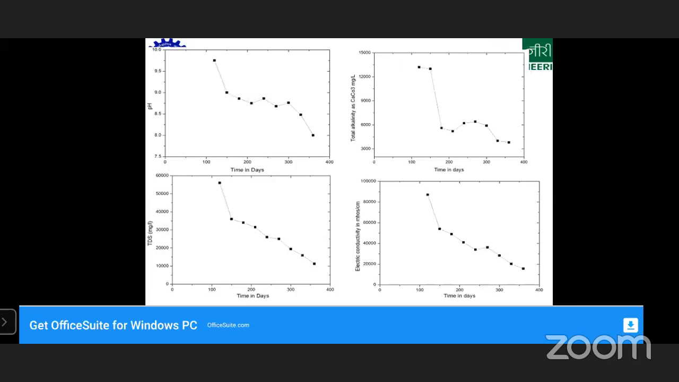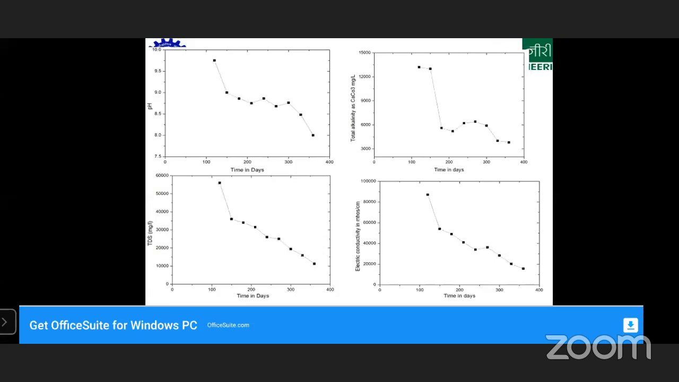These are some results actually. You can see the pH was a bit alkaline in the beginning, and then it came into the neutral range. Then you can see parameters like very high TDS, close to 60, 70,000, and then from that it comes down to 15,000. Similar is the case with conductivity, and also with alkalinity. After each and every recirculation, the concentration of these parameters reduces.